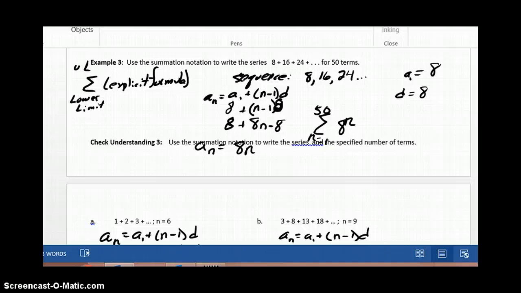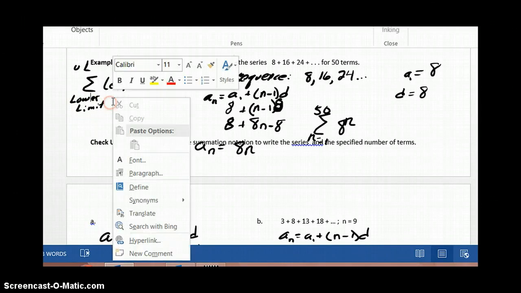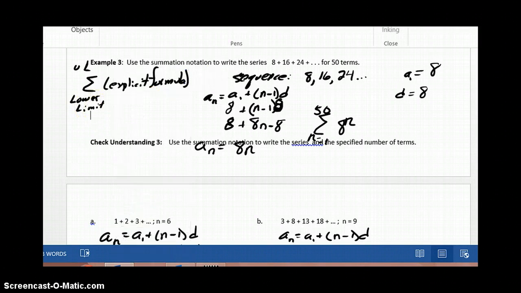Example 3 says, use the summation notation to write the series 8 plus 16 plus 24 for 50 terms. So to begin with, let's look at the sigma notation. The expression after the sigma is simply the explicit formula. The bottom of the sigma symbol is the lower limit. Usually it'll be 1, so we'll usually say i equals 1, and above that is the upper limit.